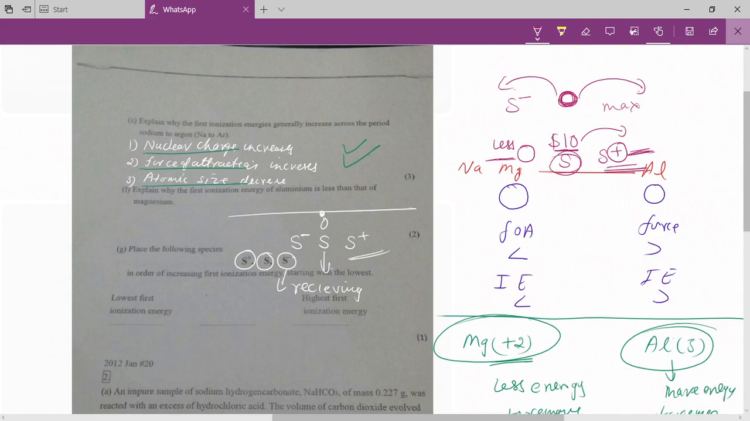Understand? Yes, this one I understood. So what are they writing here? First transition energy. Yes, this one is fine. I think that's the same thing: here will be S minus, here will be S, and here will be S plus.